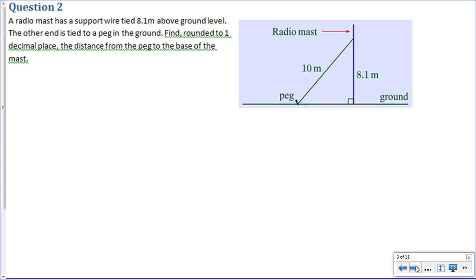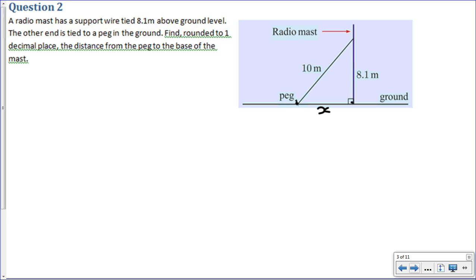Question 2. A radio mast has a support wire tied 8.1 metres above the ground level. The other end is tied to a peg at the ground. Find, to one decimal place, the distance from the peg to the base of the mast. So again, we've got our diagram there. You could redraw this without all the extra bits of information, but I'm just going to use the diagram that's there. So we want to find x, this distance from the peg to the ground.